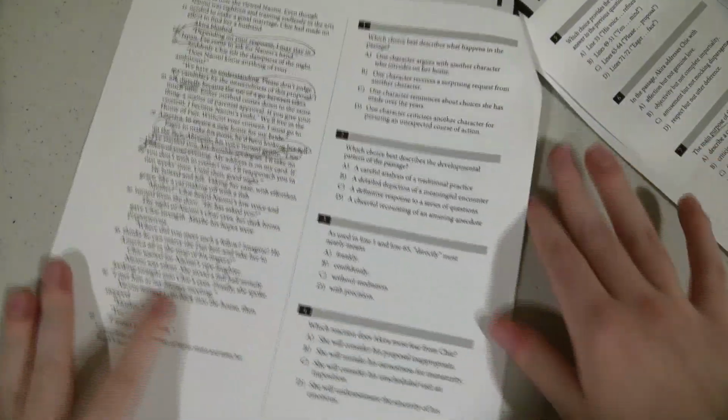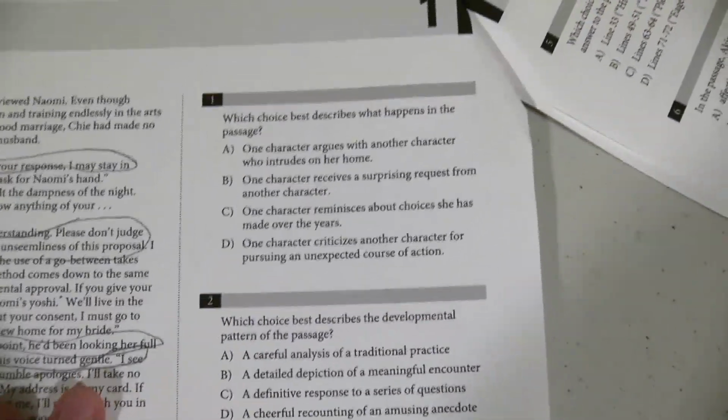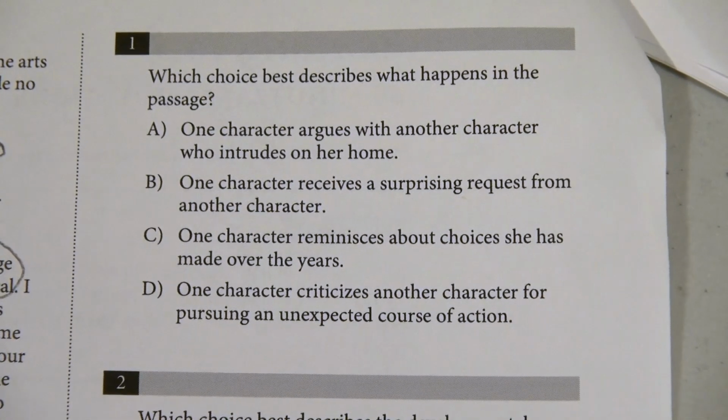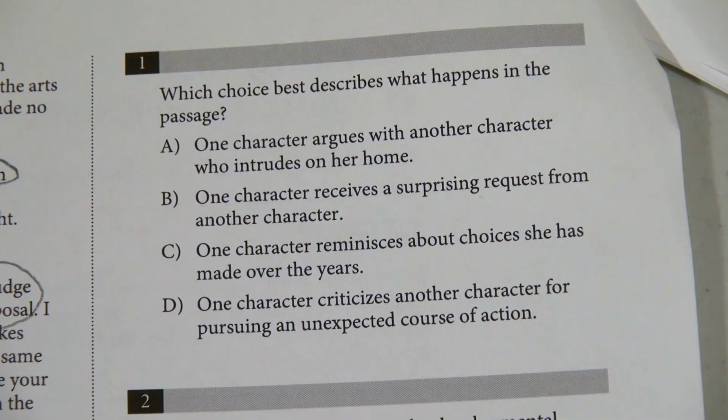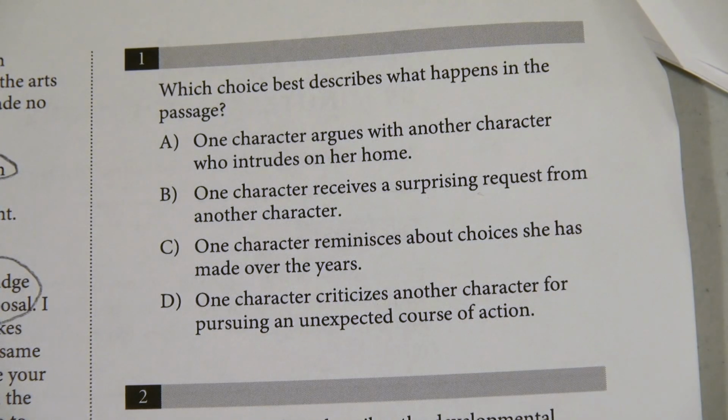All right, so let's get into our questions. Let's look at the first one. So this says, which choice best describes what happens in the passage? This is another summary type question. I didn't make note of it, but it's here. We can either choose one character argues with another character who intrudes on her home, one character receives a surprising request from another character, one character reminisces about choices she's made over the years, or one character criticizes another character for pursuing an unexpected course of action.